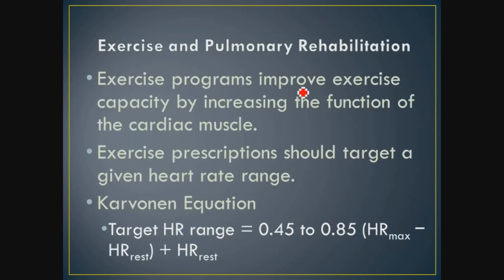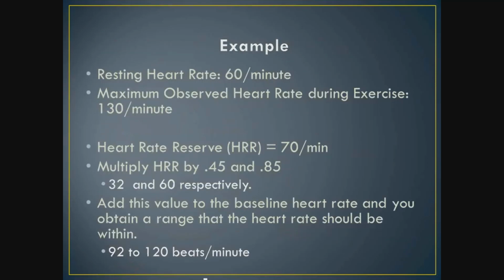So what we try to do is we try to go ahead and increase their function in a pulmonary rehab program, and they basically should have a targeted heart range. I won't ask you how to calculate this, but there is a mechanism by which we calculated a maximum heart rate. I know what my resting heart rate is. I take 45 to 85% of the difference of those two and add it to my base heart rate.